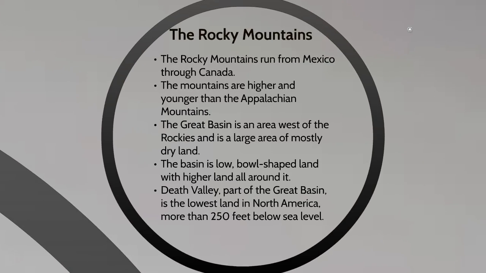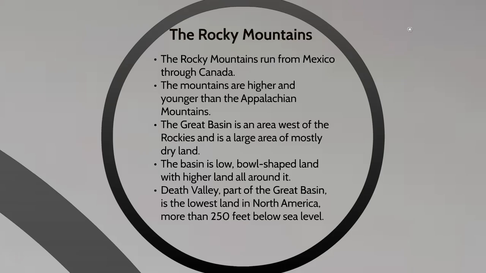Then you come to the Rocky Mountains. Rocky Mountains run from Canada through Mexico. You can even say they extend all the way to South America, where they become the Andes. Mountains are higher because they're younger than the Appalachian Mountains. The Great Basin is an area west of the Rockies that is a large area of mostly dry land. The basin is low, bowl-shaped with higher land all around it, and this is where the landform regions really determine what's going on, because this is where Death Valley is.